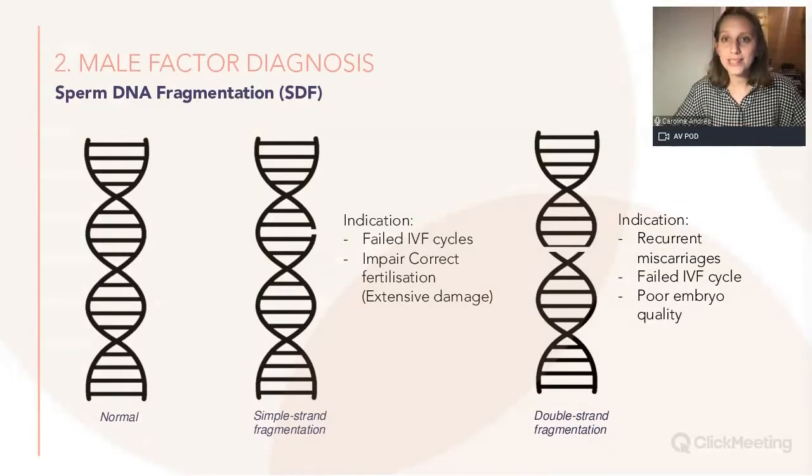If we find breaks in one of the strands, that's what we will call single-stranded fragmentation. If we see breaks in the two strands, that's what we call double-stranded fragmentation. And the implications in the IVF results are different.